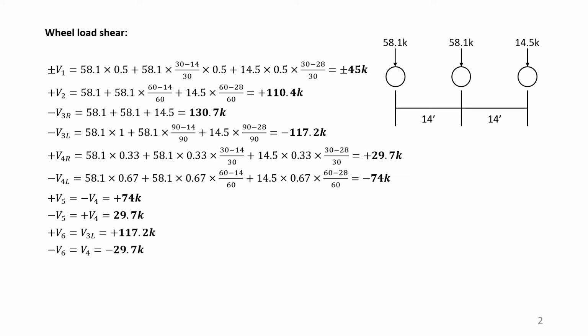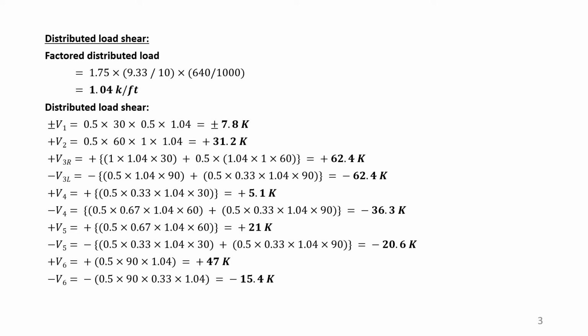In these influence lines there is another factor, the distributed load, which is 1.04 kip per foot, and we will calculate it separately on the next page. For the distributed load shear, the factored distributed load: 1.75 is the ultimate load factor, 9.33 by 10 is the beam spacing factor, and 640 is the main allowable distributed load, which we divide by 1000 to make it in kip, because so far we have dealt with all forces and reactions in kip. Multiplying these factors we get 1.04 kip per foot, which I have shown in the figure throughout the work.